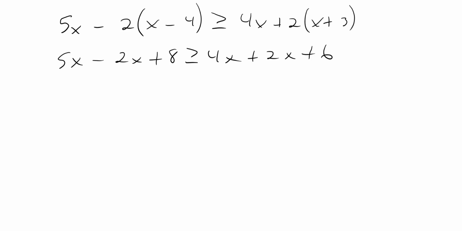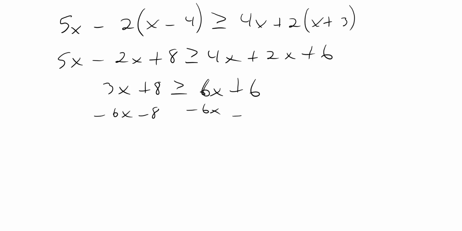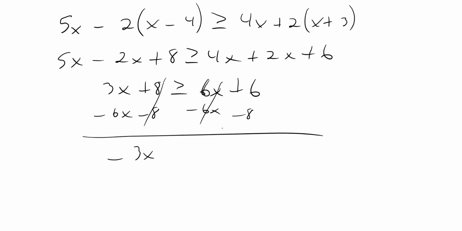That's it, man. Look at that. Just did all your distributing, and then we combine like terms. So 5x minus 2x is 3x plus 8, greater than or equal to 4x plus 2x is 6x plus 6. Okay, so I'm going to subtract 6x from both sides and subtract 8 from both sides. So this cancels. We have negative 3x. This cancels, and we have greater than or equal to negative 2.